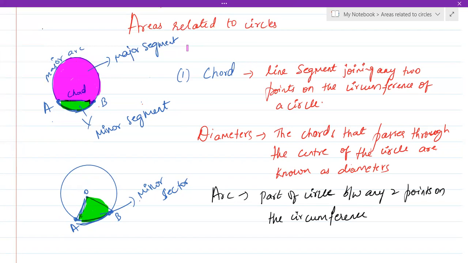As you can see, the top one is what I'm shading. You've got the major arc, and between two radii. I'm just roughly shading it. So this region is called the major sector. This region is called the major sector.